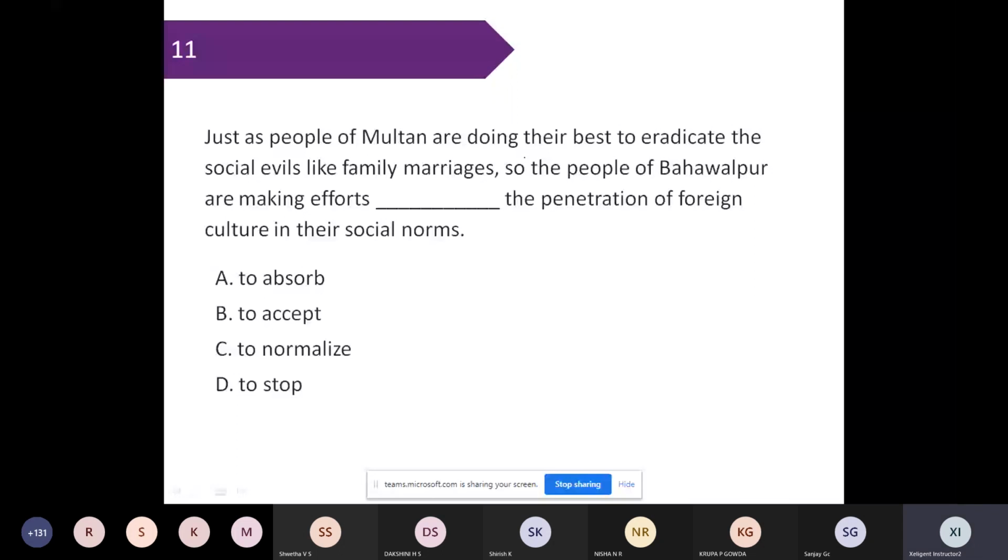Okay, I have got one guess word, to eradicate. Exactly. So to eradicate is the guess word which we can make. I will tell you how we made eradicate the guess word. And the correct answer is to stop. Option D is the correct answer. Now, if you read the question, just as people of Multan. So Multan is a region, and those people are there. They are doing their best to eradicate the social evils. So what is a social evil here? That is family marriages. They haven't described how they are getting married, so we can leave that apart, but consider the social evil, that is family marriage. So they are trying to eradicate that.